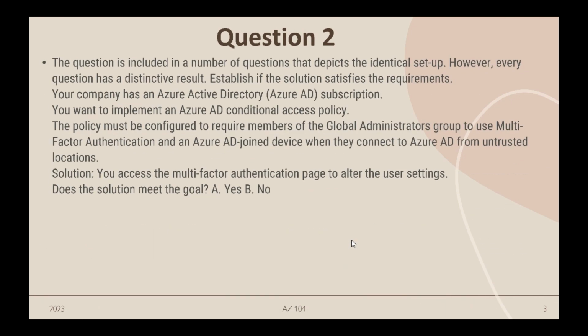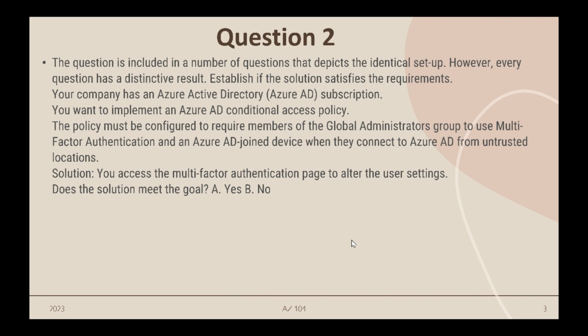The question is included in a number of questions that depict the identical setup. However, every question has a distinct result. Establish if the solution satisfies the requirement. You will be given certain requirements in different questions, and those requirements will remain the same, while the solution provided will keep changing, and you have to tell whether the solution fulfills the requirement or not. Does it meet the goal or not? That is what the question is about.